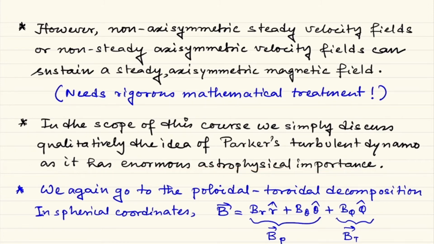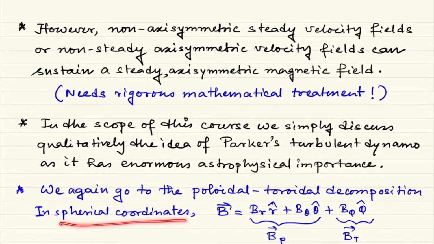And actually, most of the astrophysical dynamos, except the solar dynamo, to be very honest, can in a very simplistic way be understood using Parker's turbulent dynamo. So this is a highly useful model. But for that we again have to go to the traditional poloidal-toroidal decomposition of solenoidal vectors.